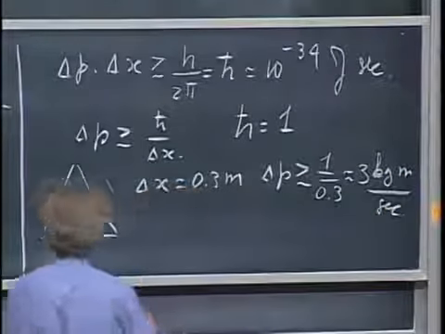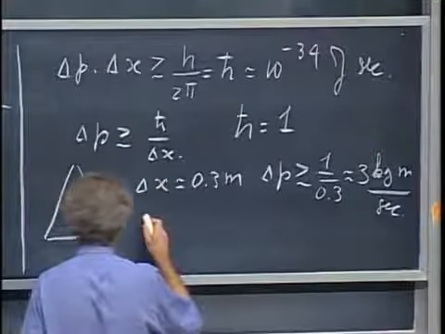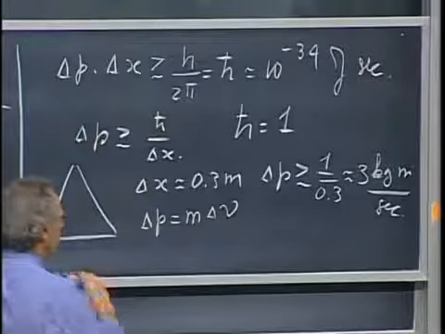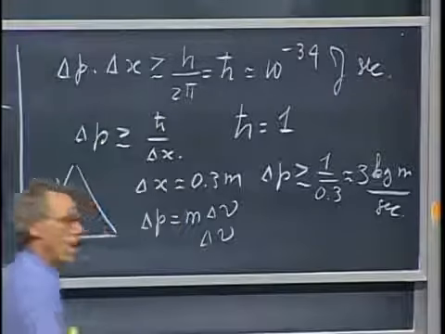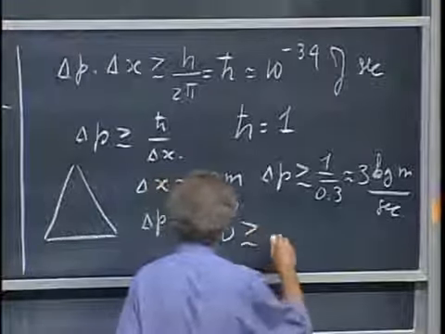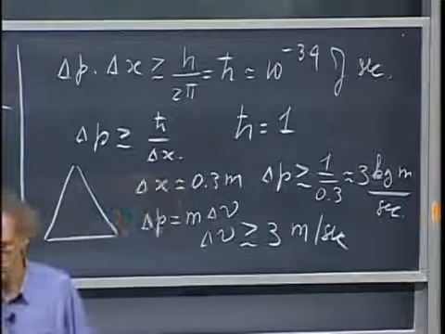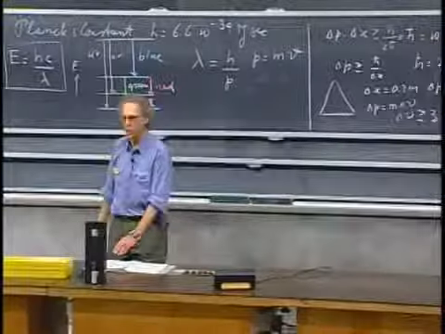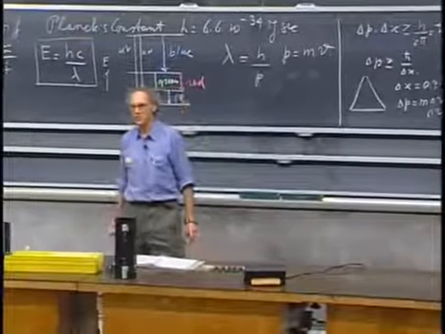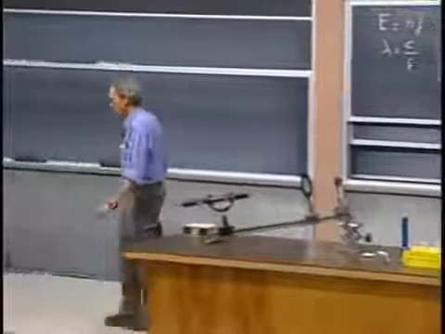Now, if we give the billiard ball a mass of 1 kilogram, then delta P is m delta V. And so if m is 1 kilogram, then the speed of that billiard ball is undetermined, according to Heisenberg's uncertainty principle, by at least approximately 3 meters per second. 3 meters per second means 7 miles per hour. And so that billiard ball will go around like crazy in that triangle. And that's exactly what happens in the dream.